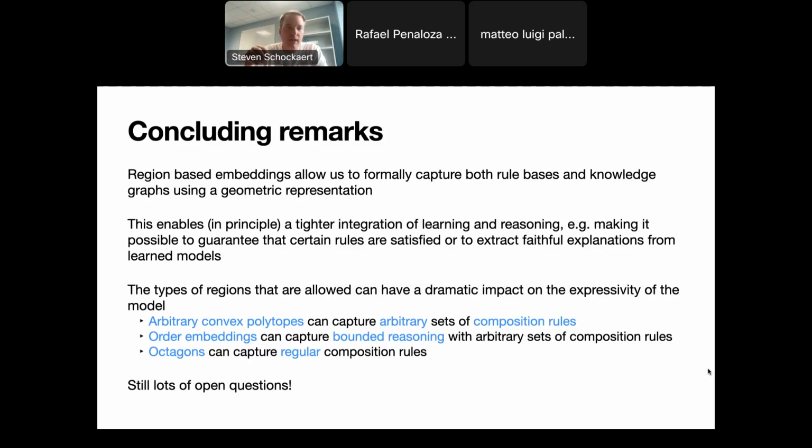As I mentioned, the types of regions that you use have a dramatic impact on the expressivity of the model, right? If you have arbitrary complex polytopes, we can capture arbitrary composition rules. With order embeddings, we can do bounded reasoning with an arbitrary set of composition rules. With octagons, we have a more limited result, where we can capture only regular composition rules. Still lots of open questions, but hopefully, I've convinced you that these region-based approaches have some appeal, right?